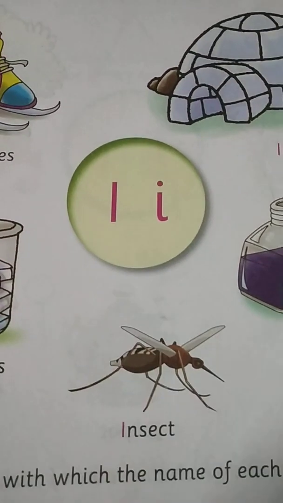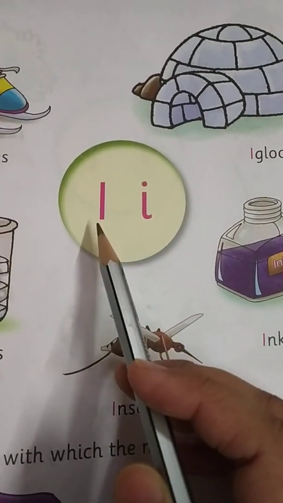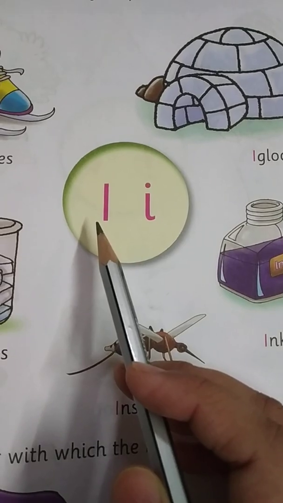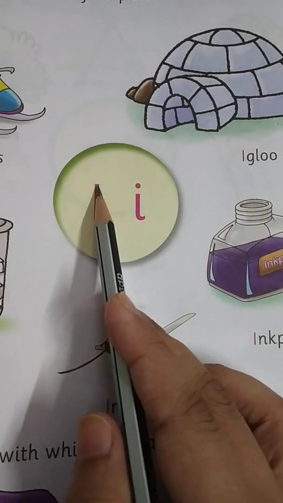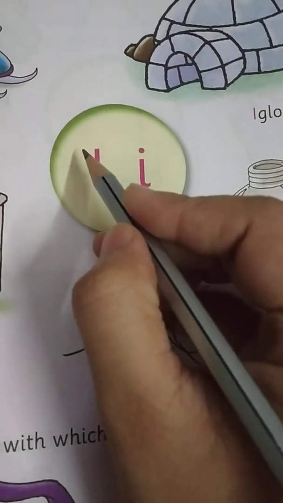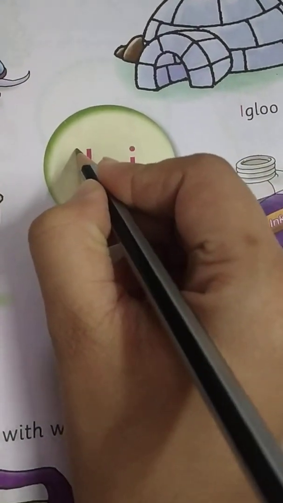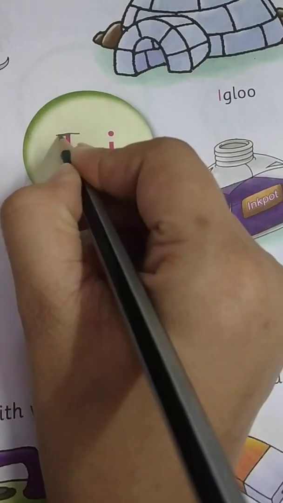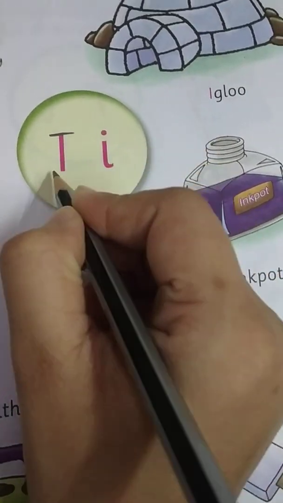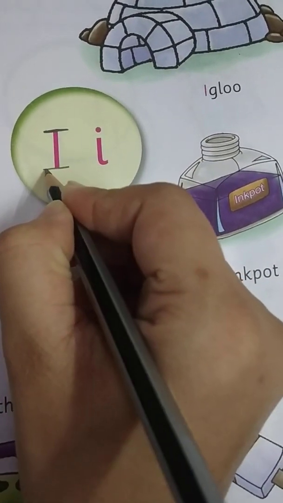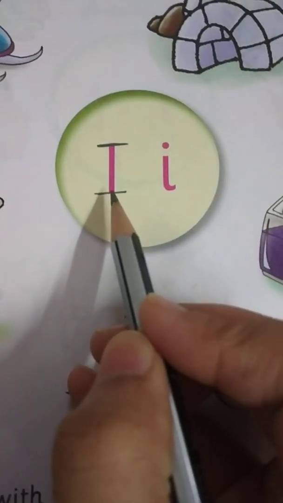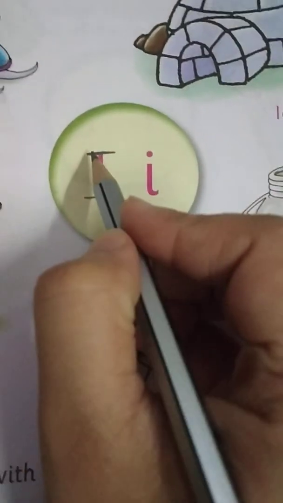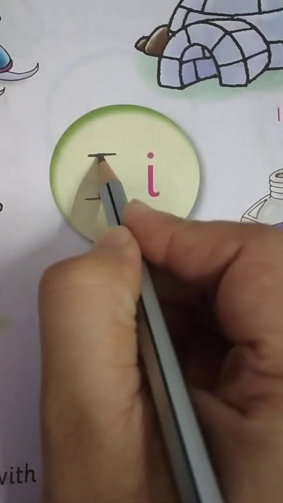Students, focus on one thing: there is only a standing line, but we are not going to write letter I like this. How we will write letter I? First of all, we will make a standing line and then we will make 2 sleeping lines. One is on the standing line, one is below the standing line. So this way you will write letter I. So write it in the book as well.